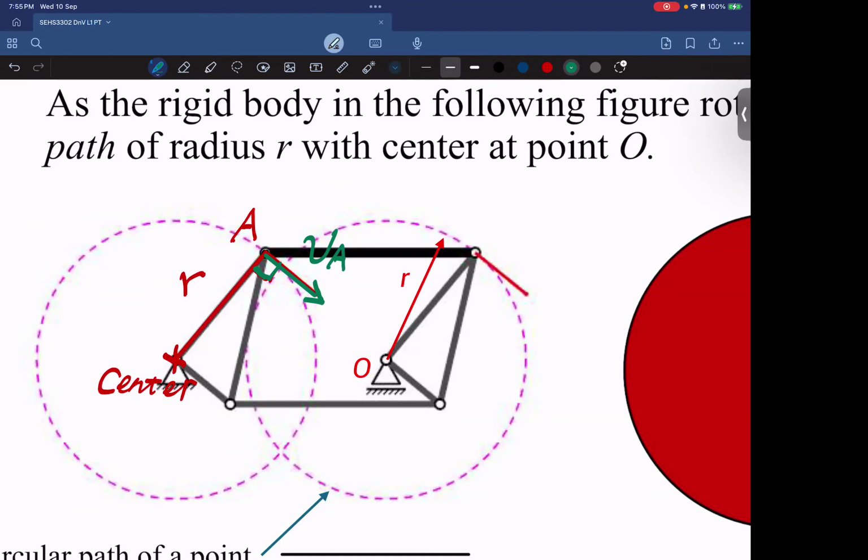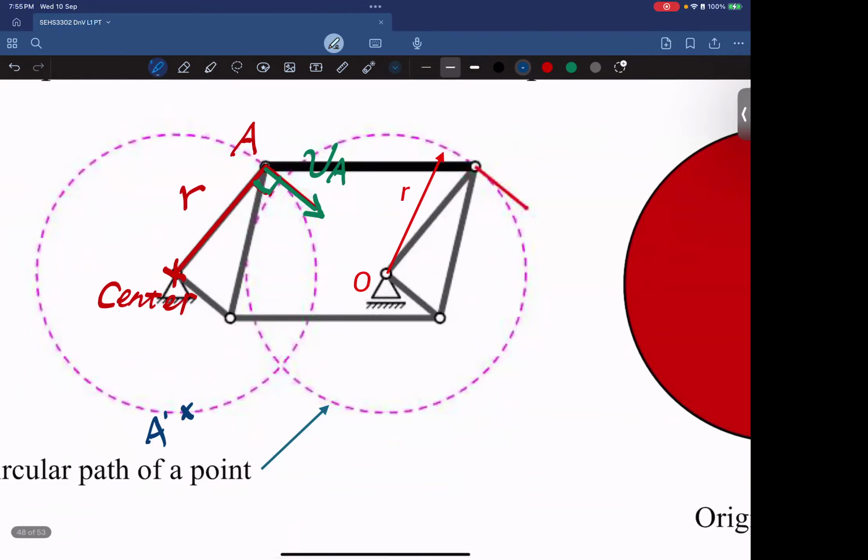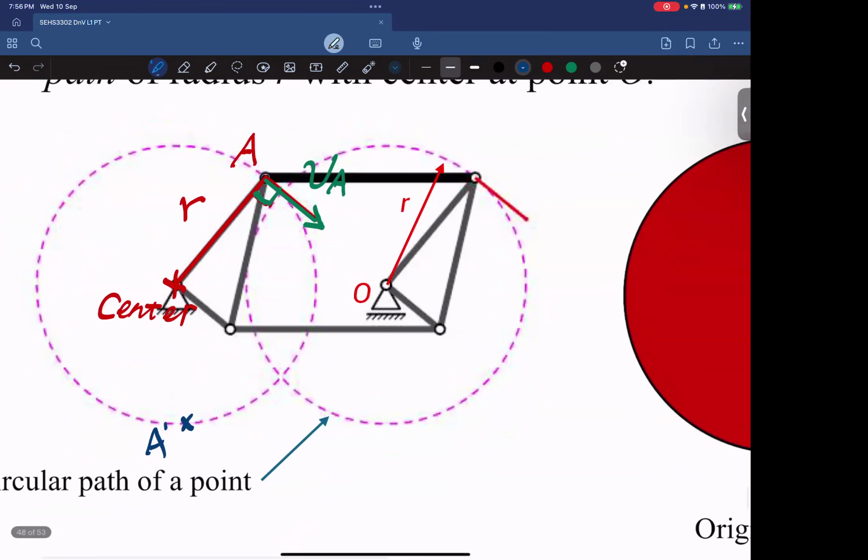So for example, if point A comes to here as A prime, and the rotating center is still there, how do we get the direction of the velocity of this particle at this position? We just link up the center and this point, then draw a perpendicular line.